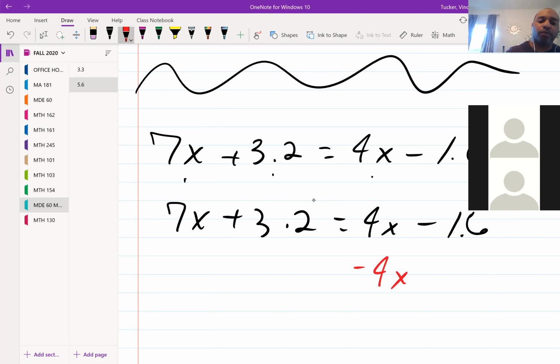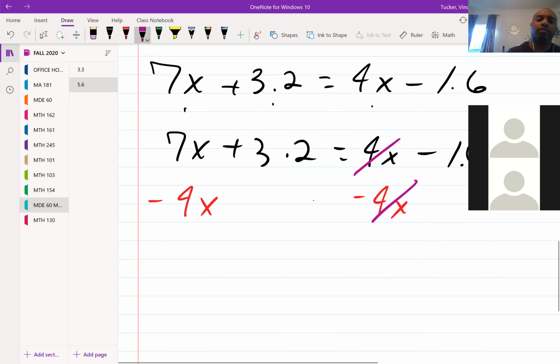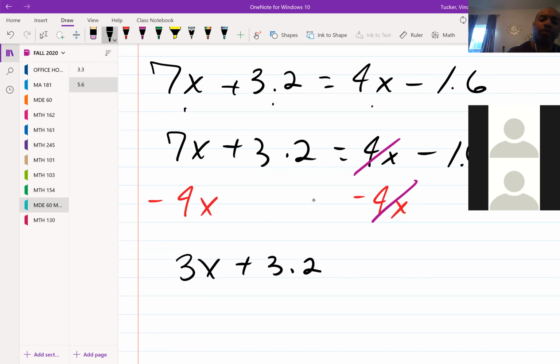I'm going to go ahead and move the 4x, so I will subtract 4x on both sides. That'd be 3x plus 3.2 equal to negative 1.6. Remember your goal when you have multiple places where your variable is located: you want all your terms with variables on one side, and all of your terms without the variable on the other side. So my goal is to get the 7x and the 4x on one side, and 3.2 and 1.6 on the other side. So I decided to take my 4x to the left.